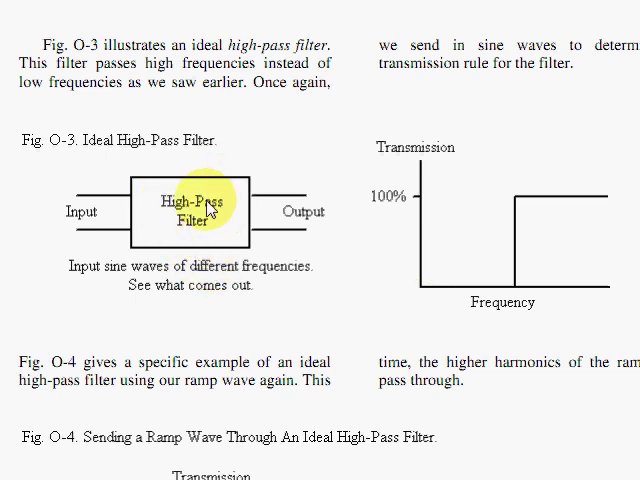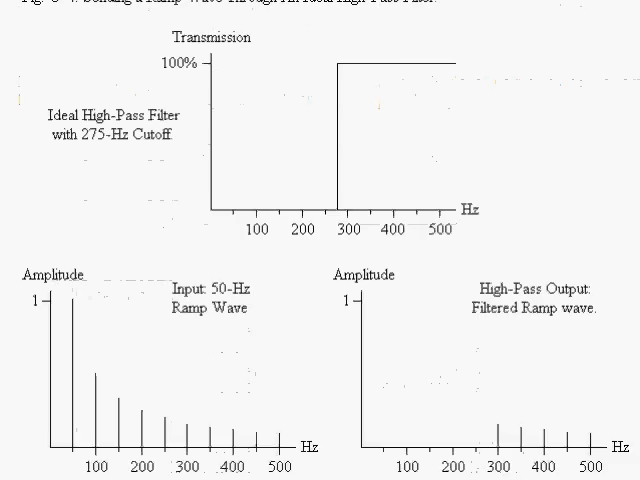Here's our black box again for the high-pass filter. We'll get to the electronics in a second, and as we wiggle away here, the high frequencies get through, the low frequencies get wasted or get absorbed. So for our ramp wave, for the high-pass filter, anything greater than 275, so your 300, gets through, all these upper harmonics. This changes the timbre of the sound.